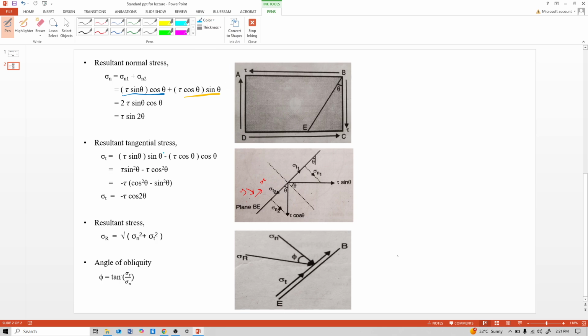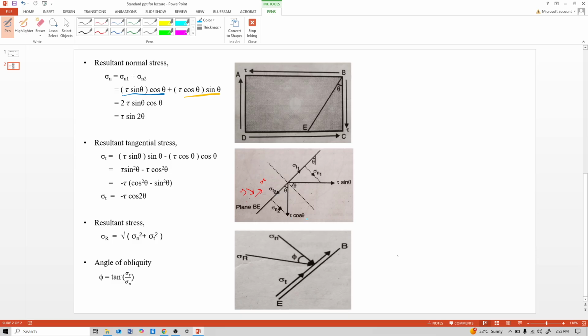Now next is resultant tangential stress. Tangential stress acts on the x-axis, sigma t1 and sigma t2. See, sigma t1 is along the positive x-axis and sigma t2 is along the negative x-axis. They both act in different directions.